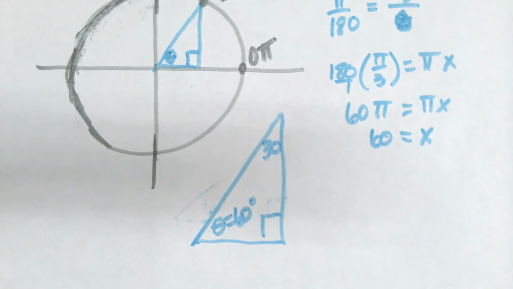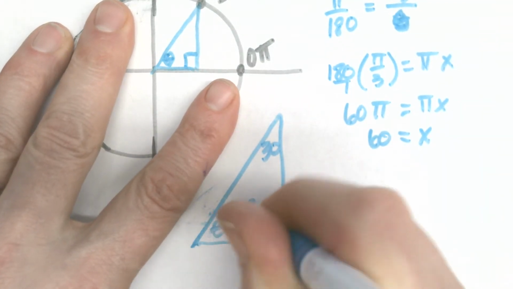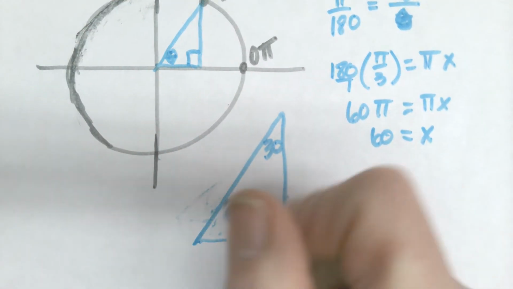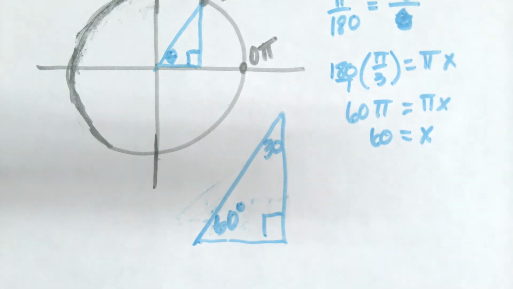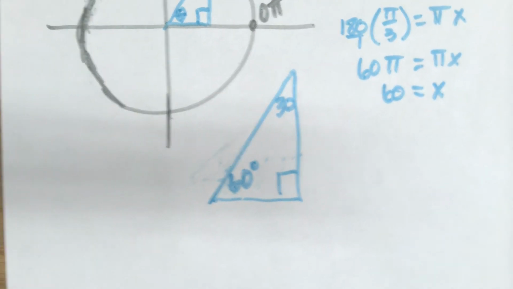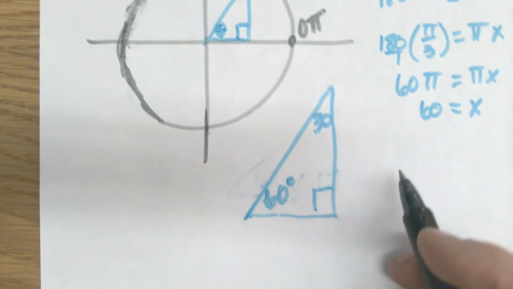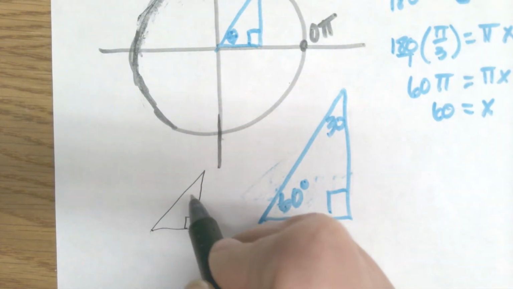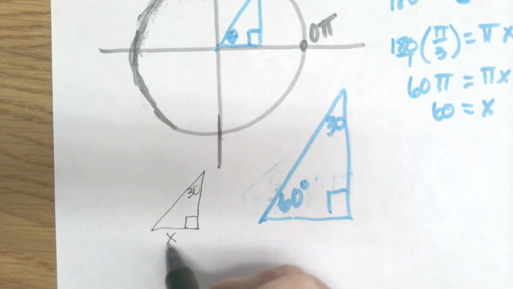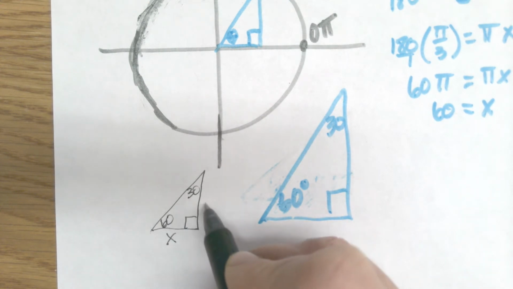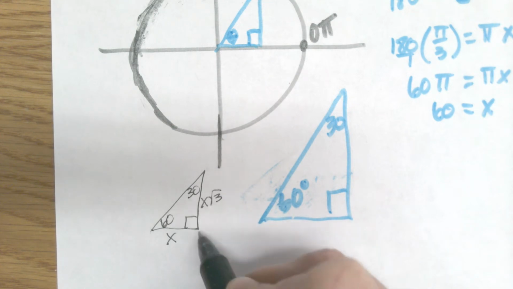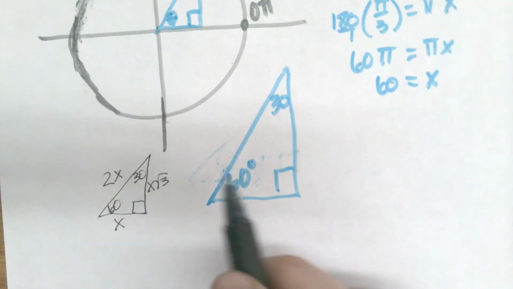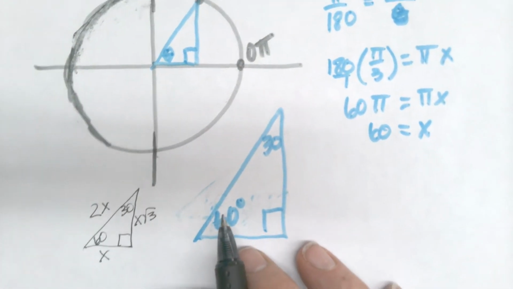And so I have a 30-60 right triangle. Get rid of that. Try that again. That's 60 degrees. On a 30-60 right triangle, you may or may not remember, the association is, here's 30, across from 30 is x, across from 60 is x times the square root of 3, and then the hypotenuse is 2x. So all of those values are connected to x.